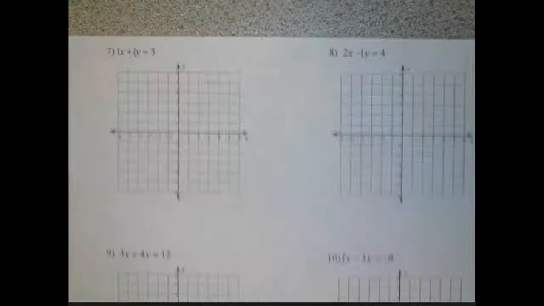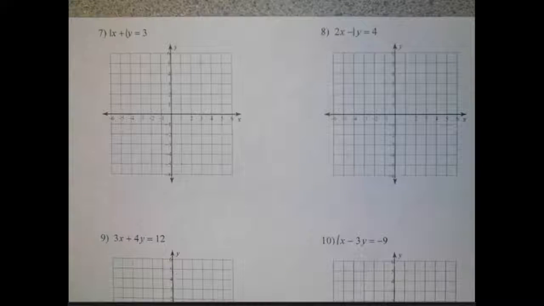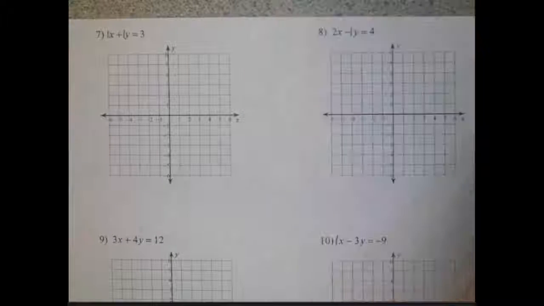And if you notice, 7 through 12 are not in slope-intercept form. So that means you're going to have to do some math. You're going to have to do those multi-step equations, and you're going to have to solve for Y. Because the format that we want it in, again, is Y = mx + b.